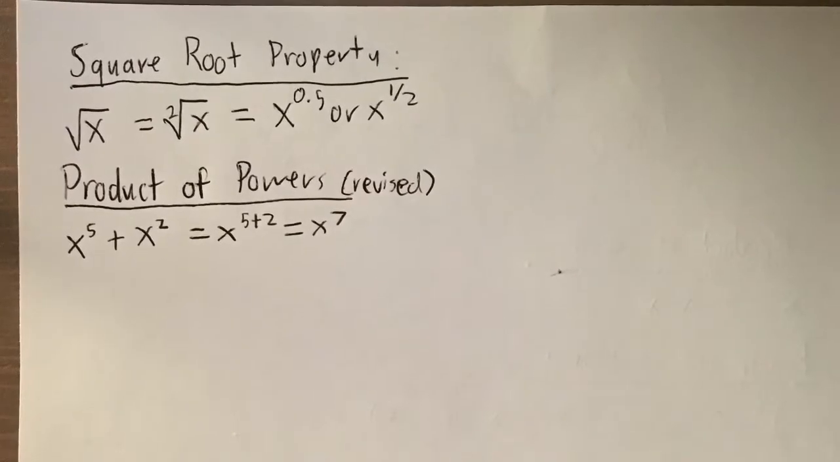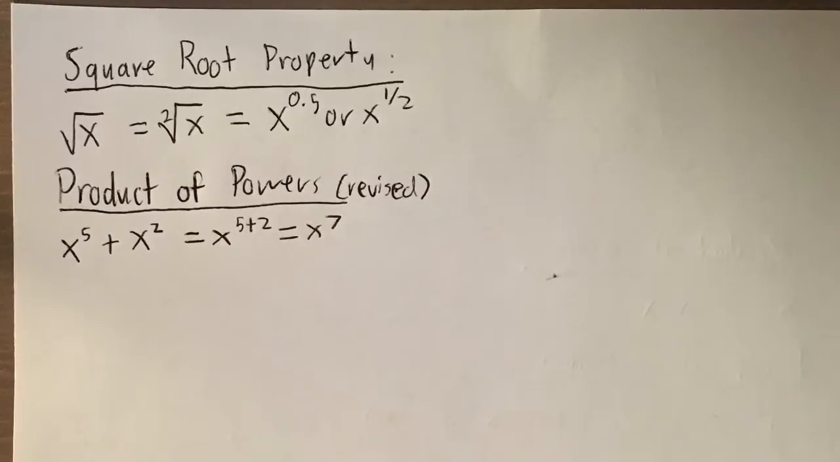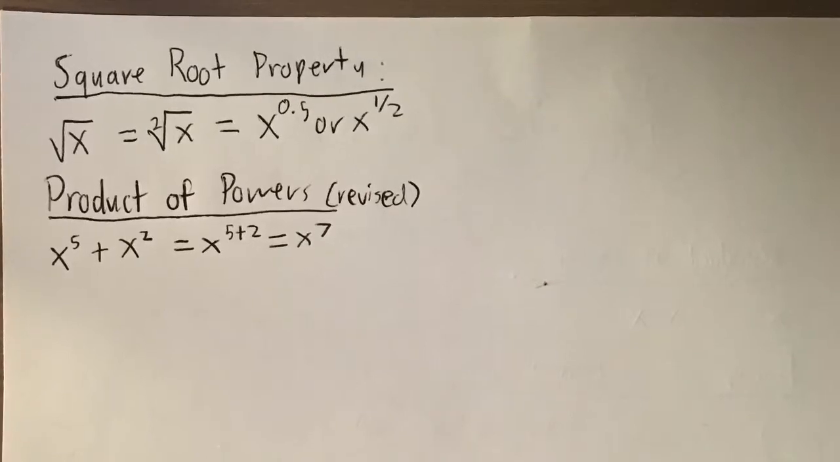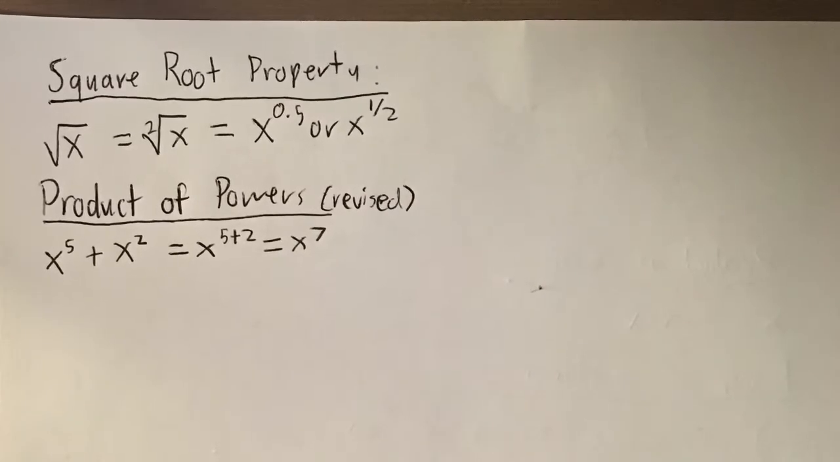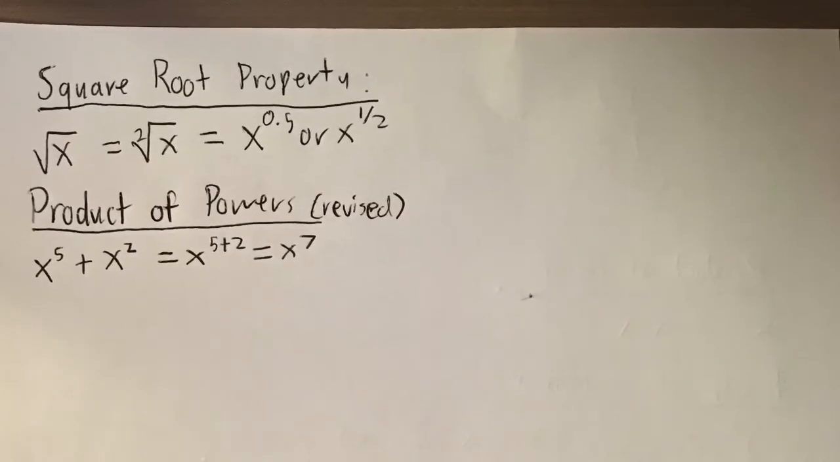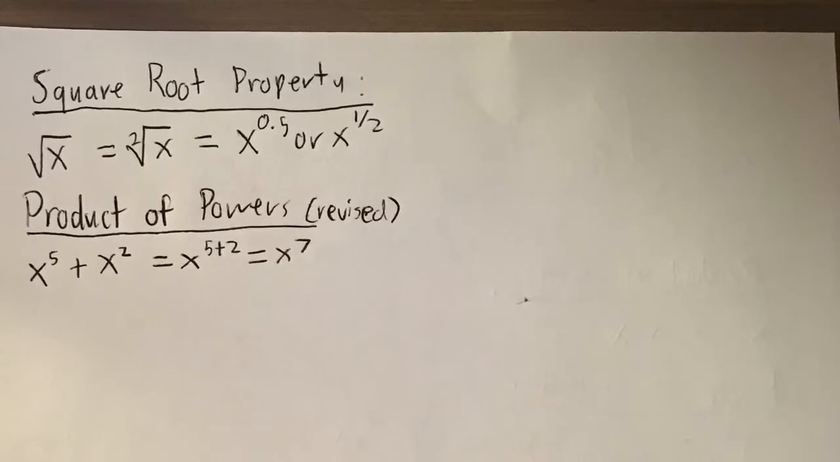Next, we have the revised product of powers. This states that when you have two numbers of the same base raised to different exponents, you can add the exponents together and get the final number. This can then give you the final product of powers as we previously mentioned.